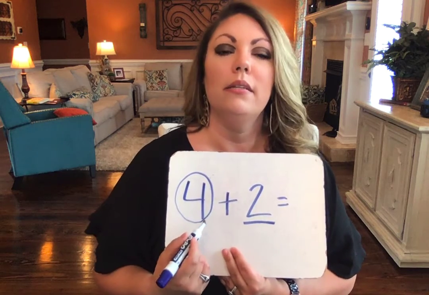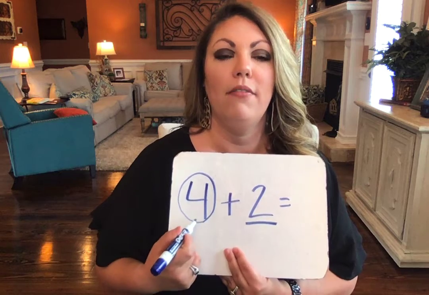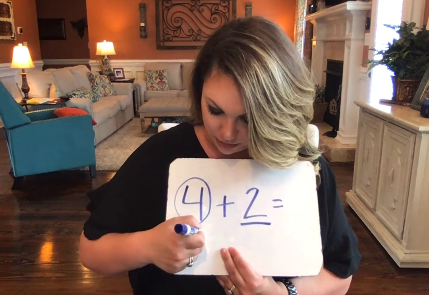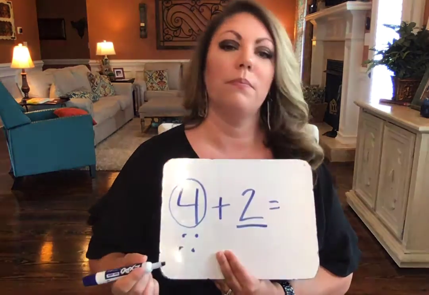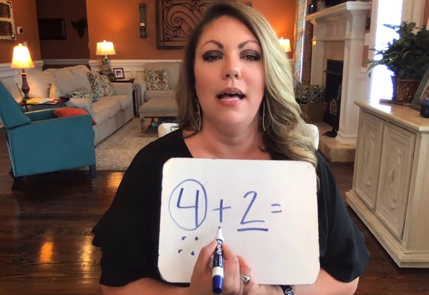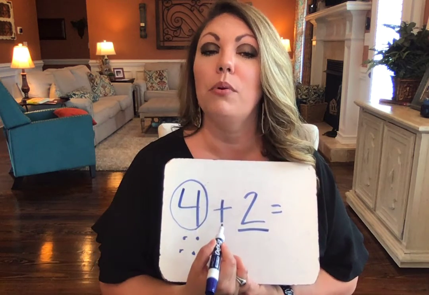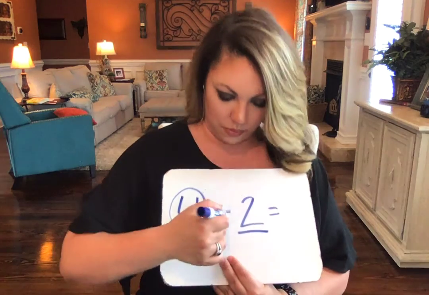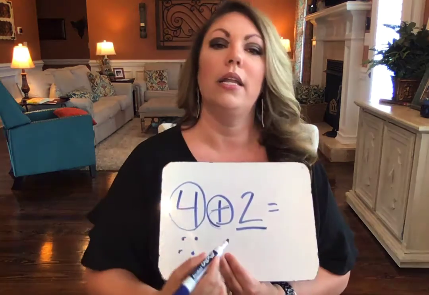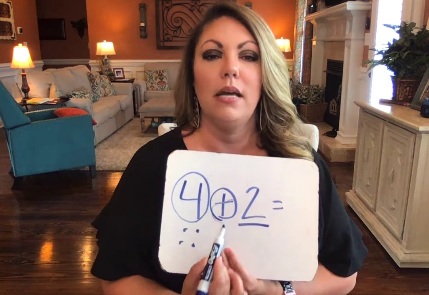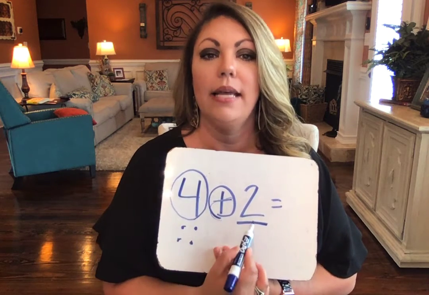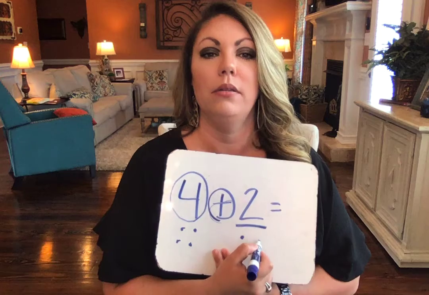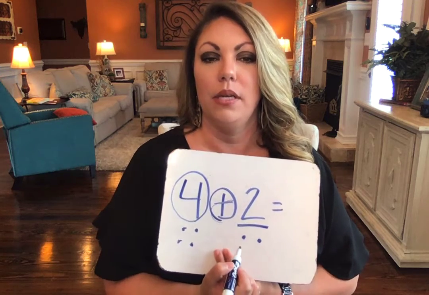So then I'm going to draw my 4 dots, 1, 2, 3, 4. Then I need to look at my sign to determine what operation I'm going to do. So I'm gonna circle my sign so I know add. My plus sign means I'm going to add how many more? 1, 2, like that, okay?